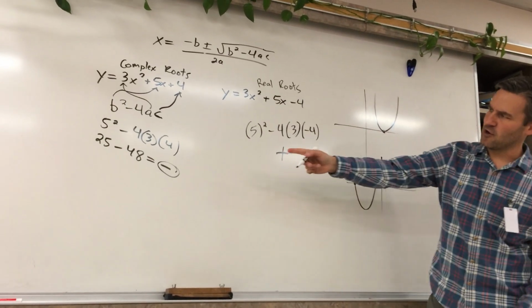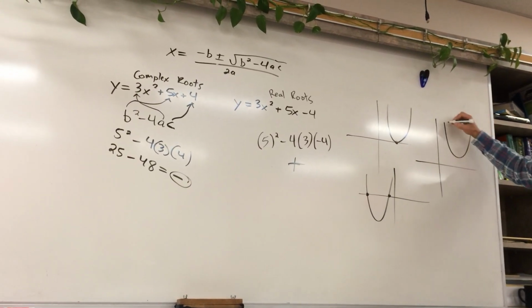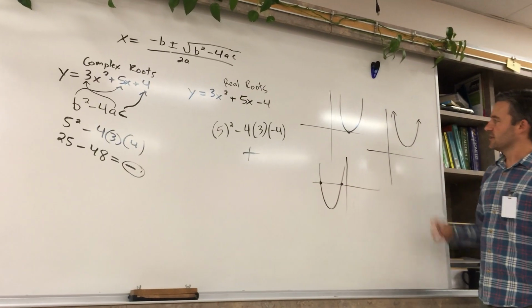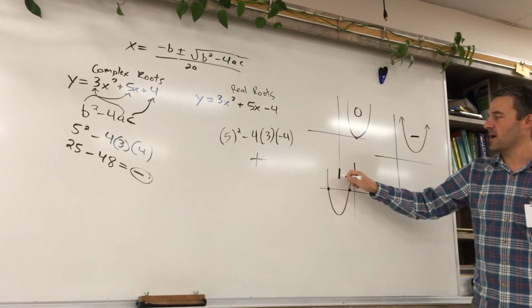And so if it's a negative discriminant, that's like this. This would be complex roots. No x-intercepts. So this is negative discriminant. Discriminant is 0. This is positive discriminant.